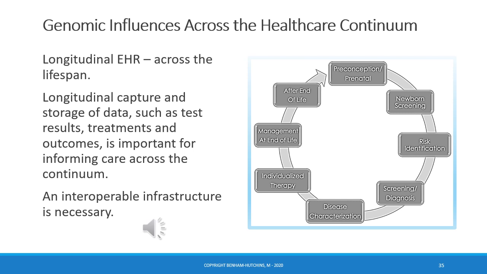So in order to provide precision medicine, personalized medicine, we need a longitudinal electronic health record. This is to incorporate genomic influences across the healthcare continuum. We have to be able to capture and store data such as test results, treatments, and outcomes throughout the lifetime. And we need to have them available at the point of care. So we know if we're administering medication as nurses that this is an appropriate medication for this particular person based on their genetic makeup. This requires an interoperable infrastructure.